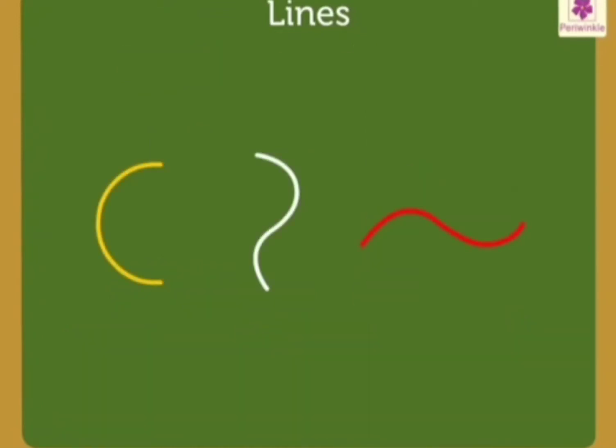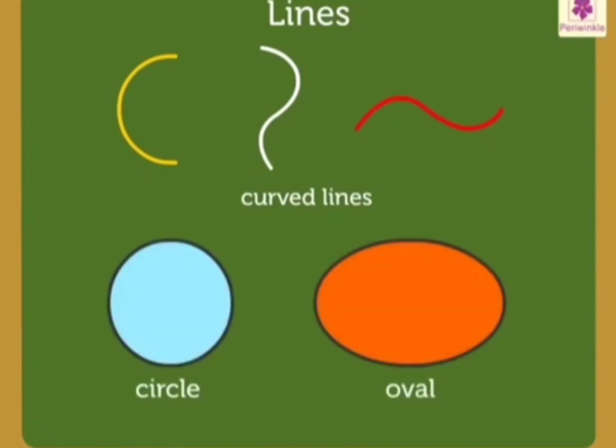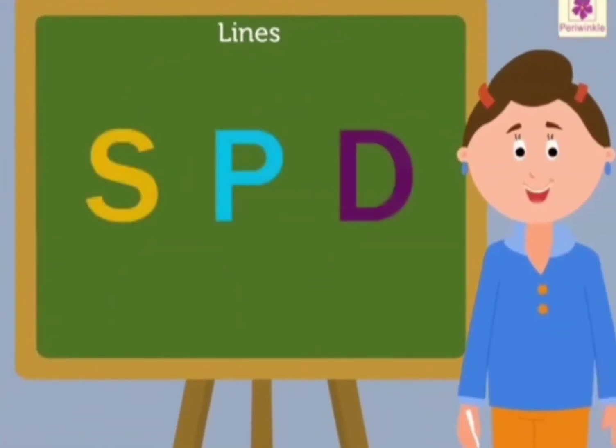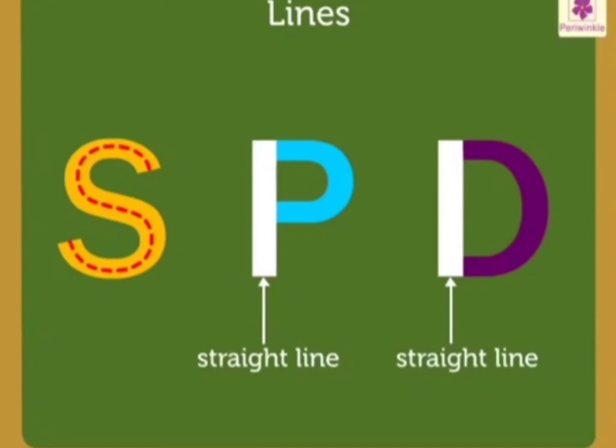Next is called the curved lines. We can make shapes like circle and oval. Now let us look at the letters S, P, and D. What lines do they use? The letter S uses the curved line. Letters P and D use a straight line and a curved line.